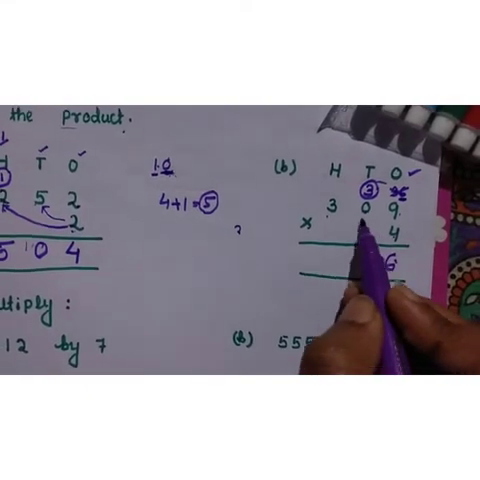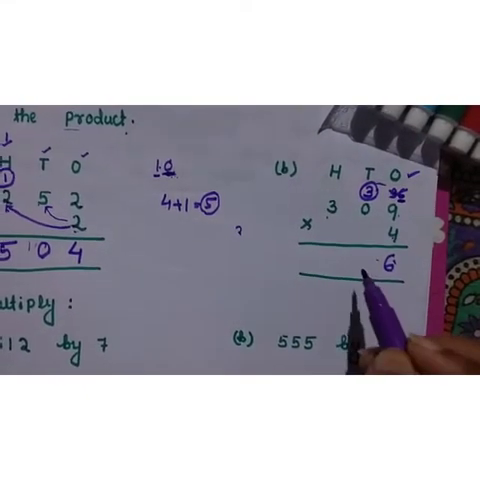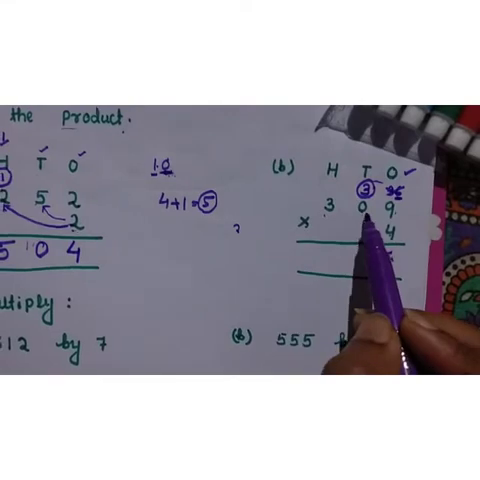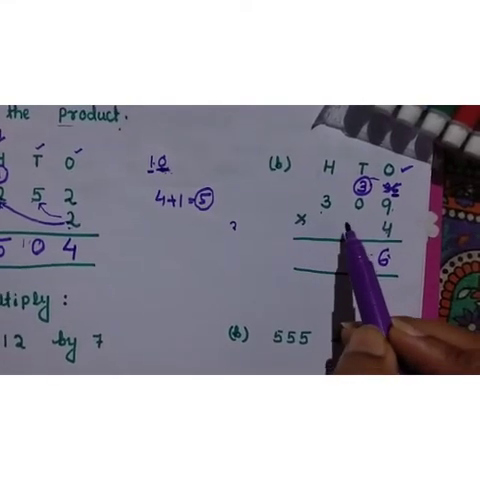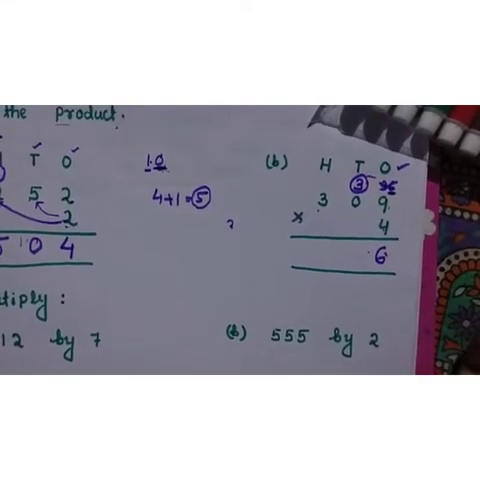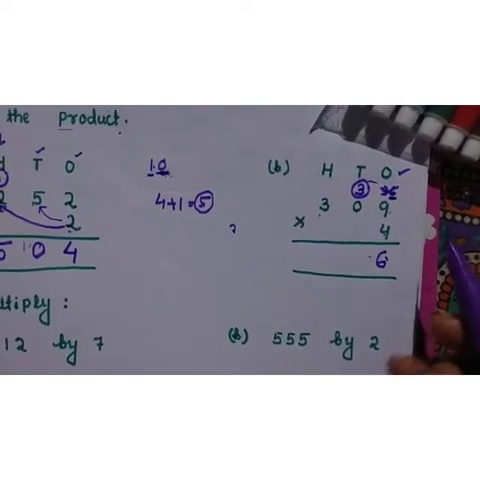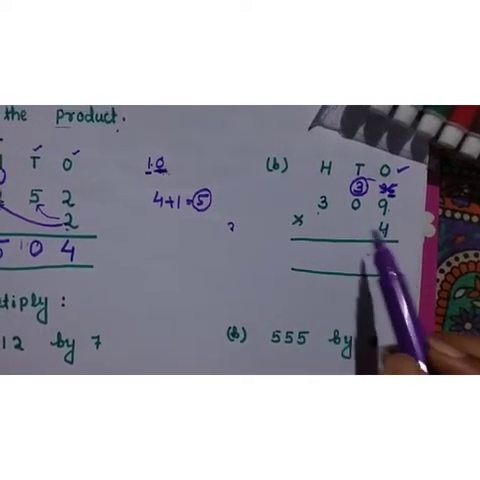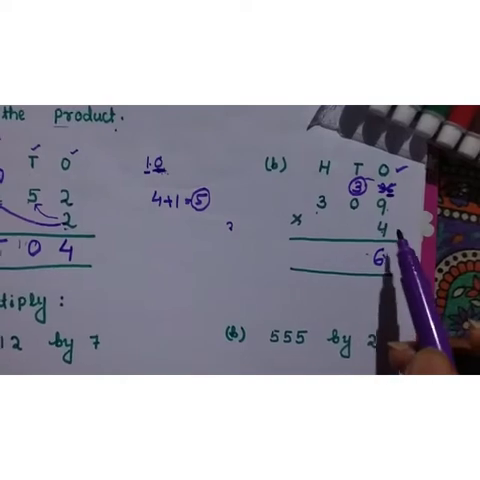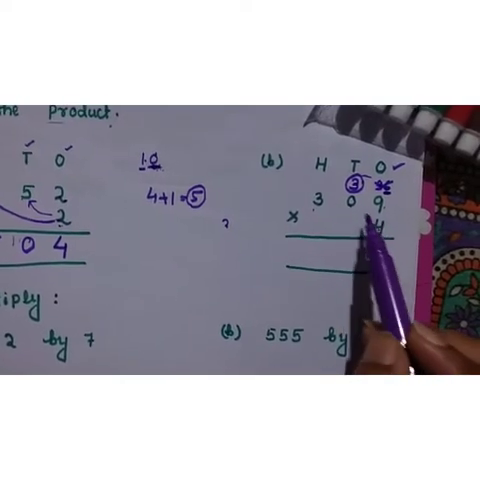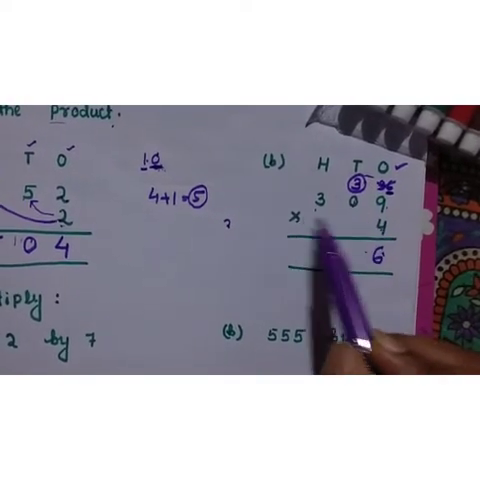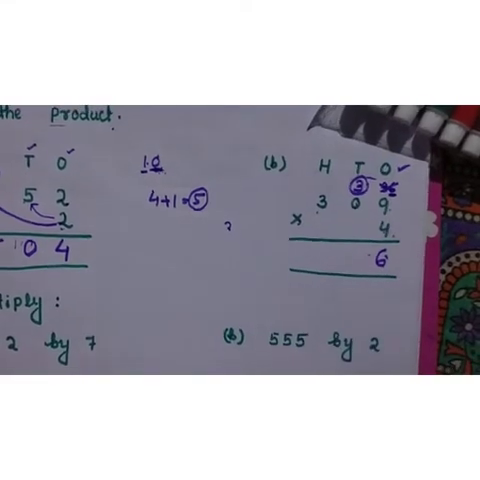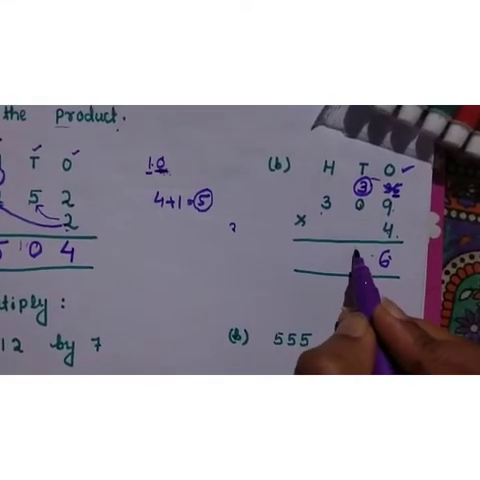Now we multiply 0 by 4. You know when you multiply a number by 0, the answer is 0. Understood? When you multiply a number by 0, your answer will be 0. So here the numbers are 0 into 4. 0 into 4 means 0. So can you write here 0?